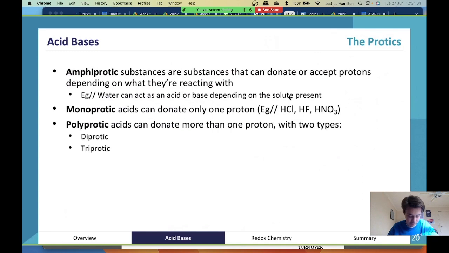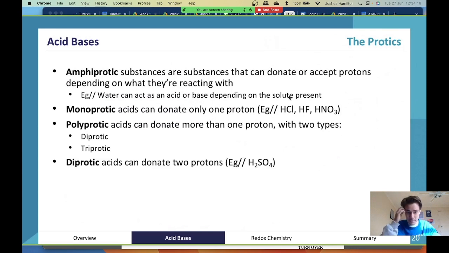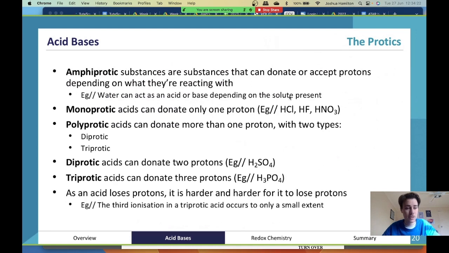That's a monoprotic acid. Polyprotic acids can donate more than one proton. Now, what's really cool about this is we also refer to this as bases. I've just used acids as the exemplar here, but you could say a monoprotic base. A monoprotic base can only accept one proton. A polyprotic base can accept more than one proton. Diprotic acids can donate two protons, so a diprotic base can accept two protons. A triprotic acid can donate three protons, so a triprotic base can accept three protons.